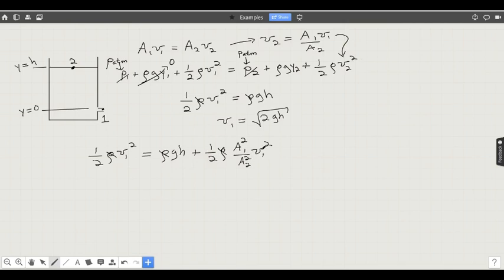And we could take this across, and what we end up with is we can take this over, factor out the V1. When we solve this, V1 is equal to square root of, we'll have a 2gh in the top, and then in the bottom we're going to end up with a 1 minus A1 squared over A2 squared.